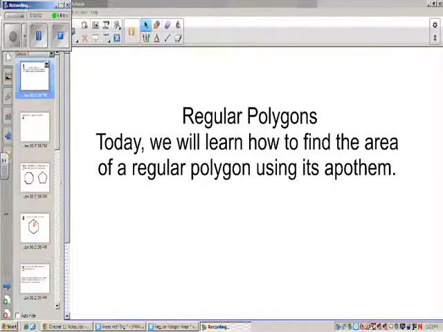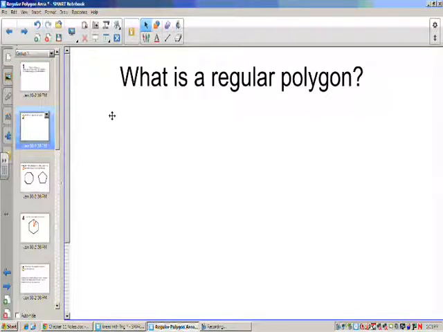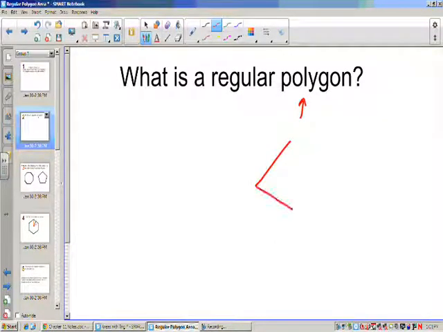Hello, today we are going to learn how to find the area of regular polygons, and we will do this using its apothem. Now first we have to think about what is a regular polygon. A polygon just has many sides and it has to be enclosed, and regular implies that it's both equilateral and equiangular.